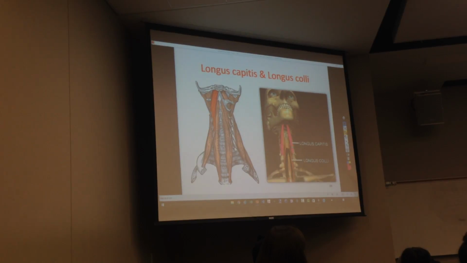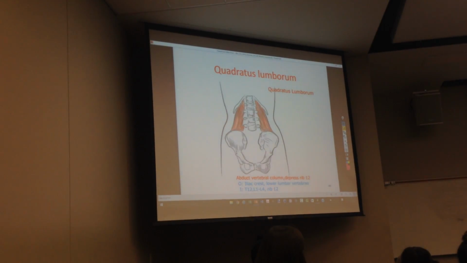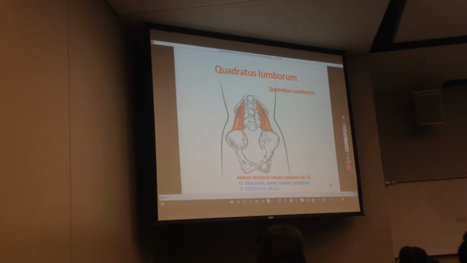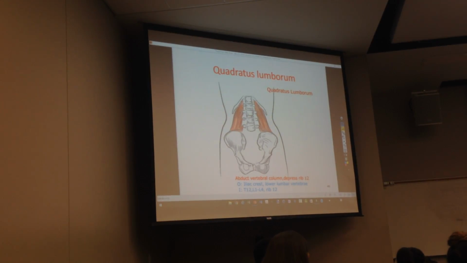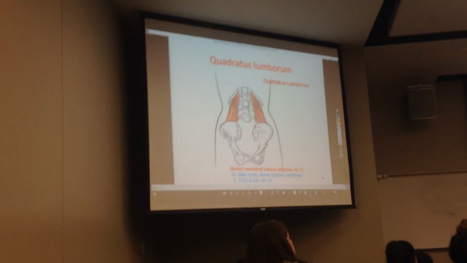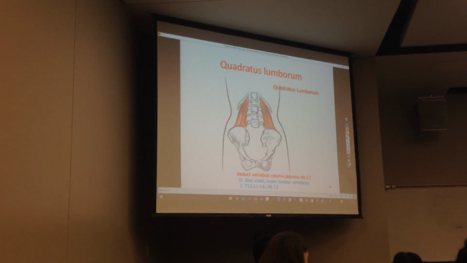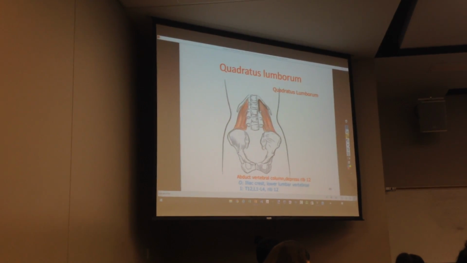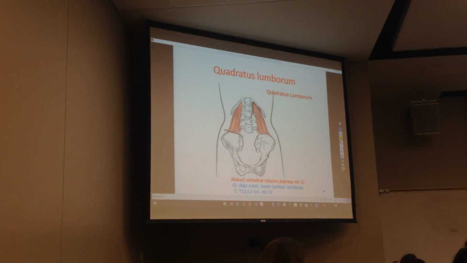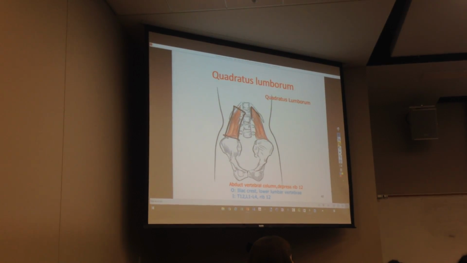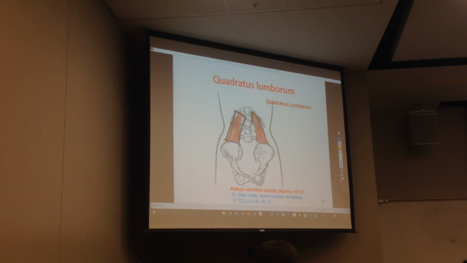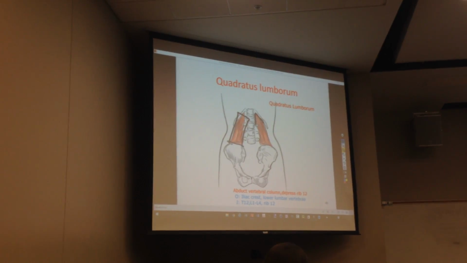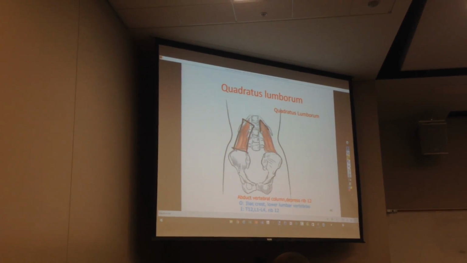And then the last one, quadratus lumborum. It's called quadratus because I know there's a little bit of a point right there, right? But kind of ignoring that, it's essentially a quadrangular muscle like that. That's why it's called quadratus lumborum, and it's in the lumbar region. That's why it's quadratus lumborum.